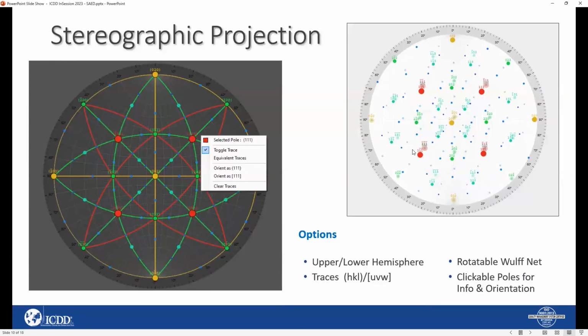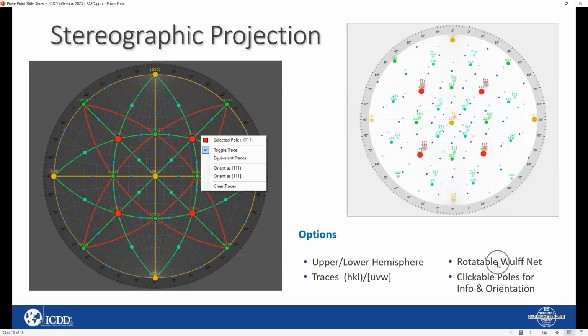The stereographic projection gives us a quick overview over the symmetry of a crystal. We can easily identify interesting zone axes, directions of interest. And we can show the upper hemisphere of the stereographic projection with the HKL poles, and we can also show the lower hemisphere if so intended.